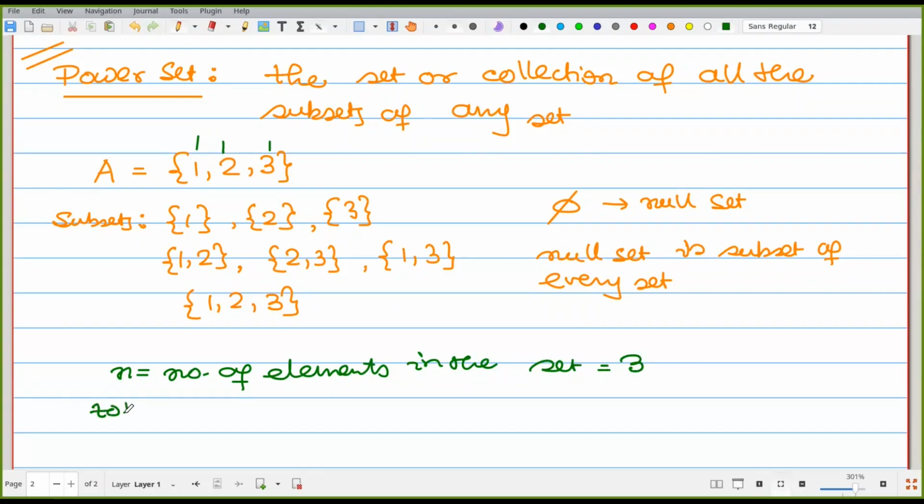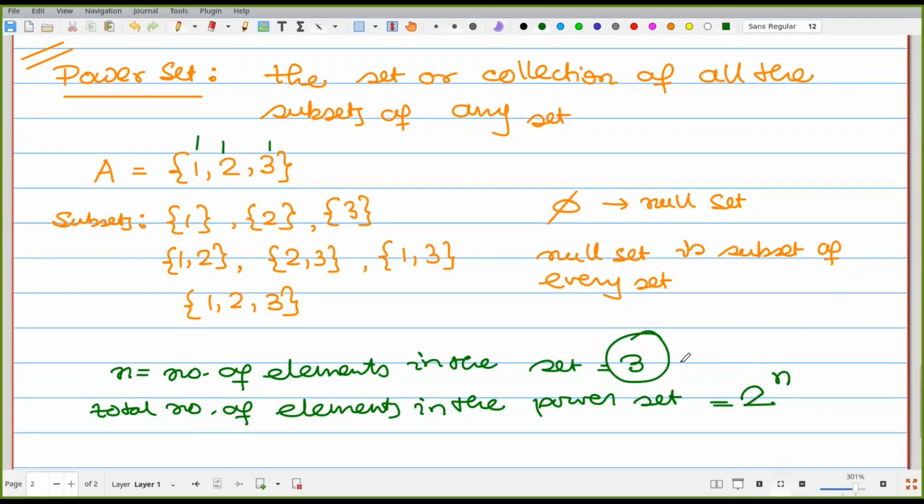So the total number of elements in the power set must be 2 to the power n, or in that case that must be 2 to the power 3, or 8. So let's check with the power set we have found, and that is called using the notation P of A. That is not probability, that is power set for P.